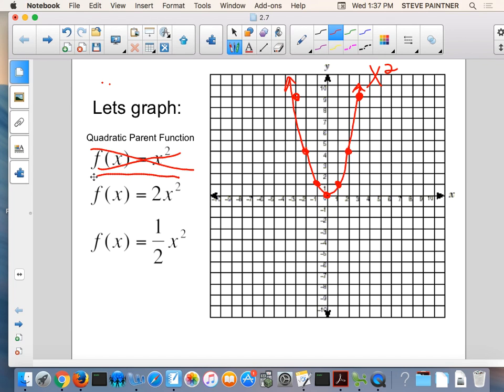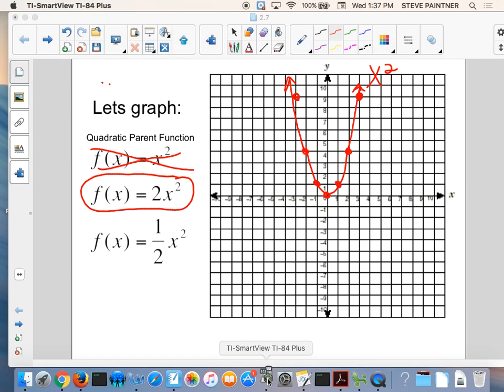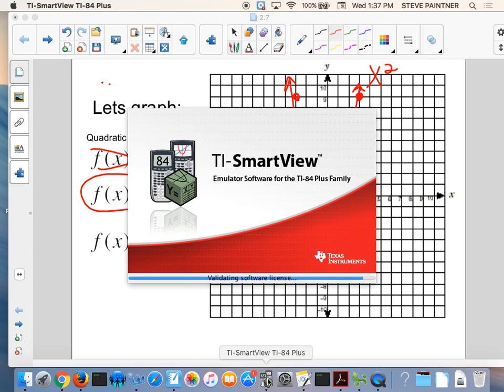Okay, now we're going to do the parent again, except what's the number in front? 2. And this is called a multiplier. You're going to multiply the parent by 2. Now we're going to discover what it does. Go grab a calculator for your group. Okay, we're going to plug this in our calculator. Turn it on and let's get going.